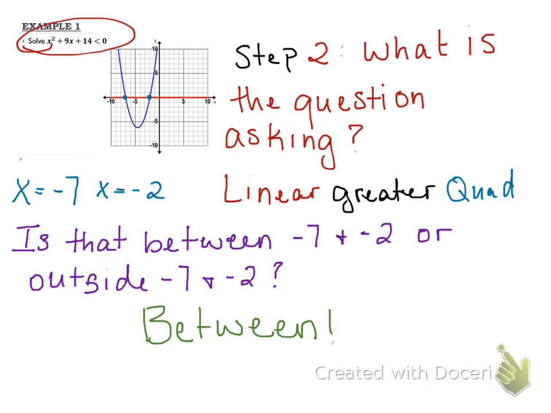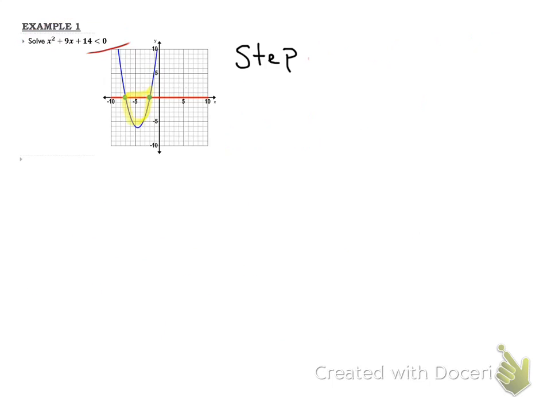Looking at the graph, we want to figure out if that happens between the intersection points or outside the intersection points. In this case, it happens in between the intersection points. That's when the quadratic will go below the linear. So this solution is going to be a connected solution.